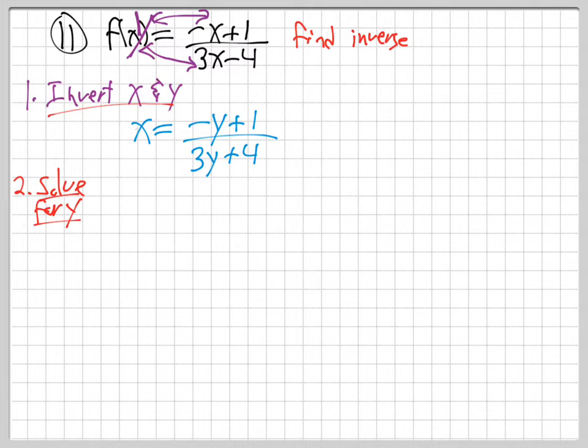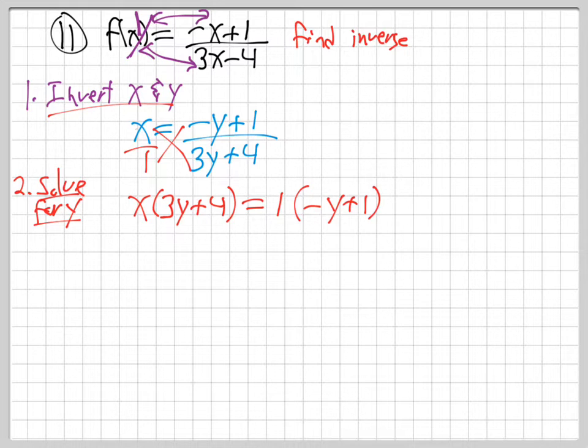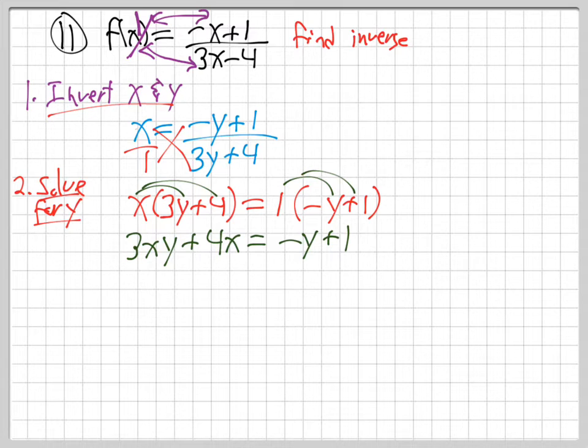So how do we solve when we have a fraction on one side like that? You know what to do. You put this over 1, you go diagonal, diagonal, right? So x times 3y plus 4 is 1 times minus y plus 1. Distribute. 3xy plus 4x, distribute, minus y plus 1.